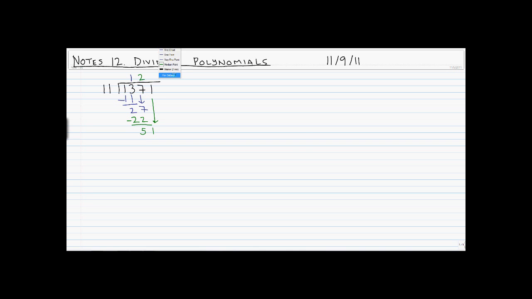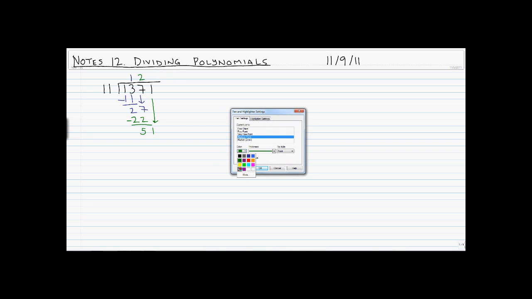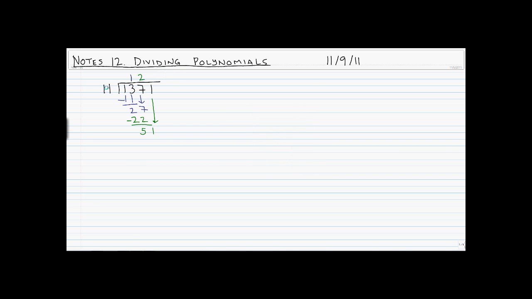So changing pen colors once more. Our final question for ourselves is how many times does 11 go into 51? The answer is that it goes in 4 times. 4 times 11 is 44. Draw the line, change the signs so we can subtract. 51 minus 44 is 7.